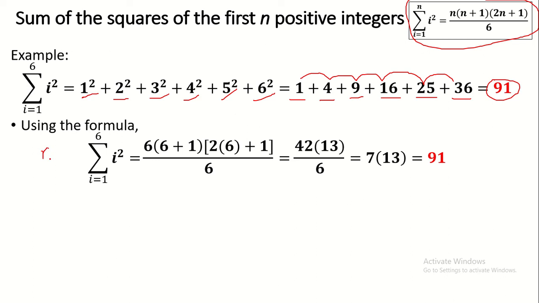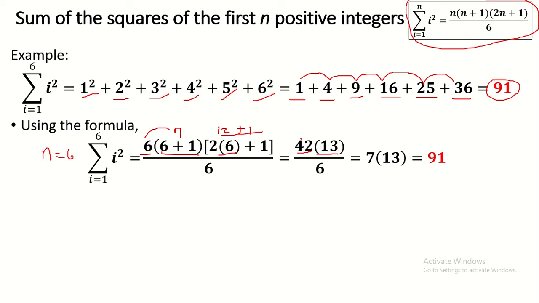So ang n natin ay 6. Substituting 6 in the formula, we have 6 times the quantity 6 plus 1 times 2 times 6 plus 1, divided by 6. So 6 times 6 plus 1, this is 7. And then 2 times 6 is 12 plus 1 is 13. So 6 times 7 is 42. And then 12 plus 1 is 13, divided by 6.